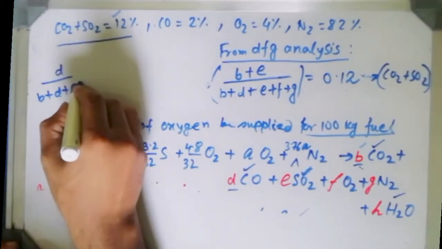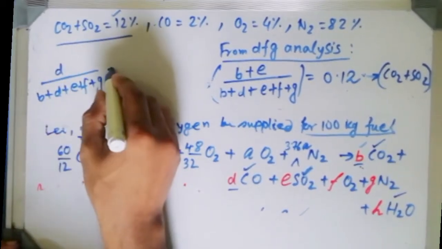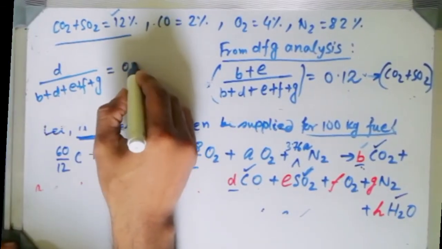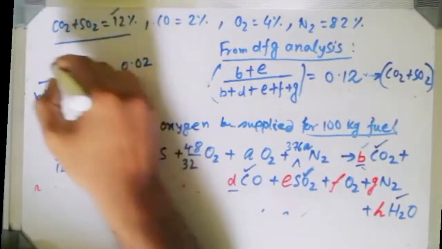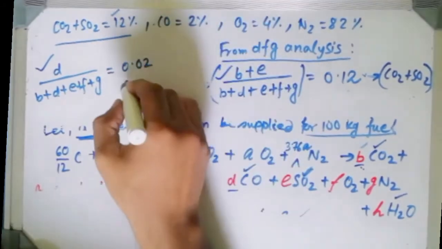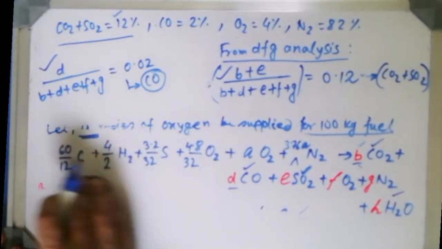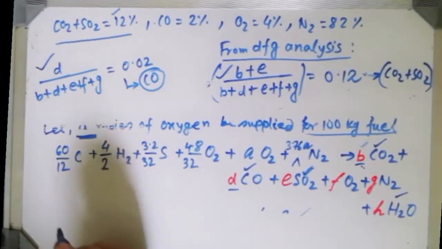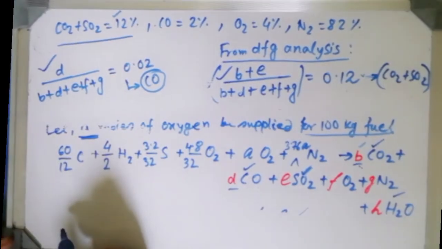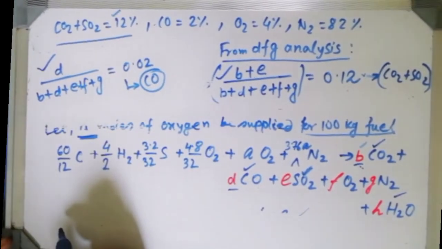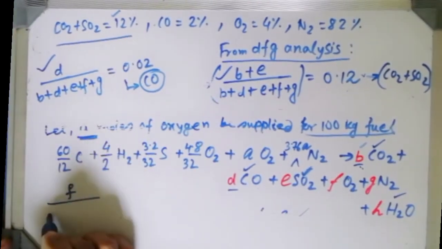This is the second expression, this is the first expression, and this expression is for CO. Understood? Same thing. Then go for the third one. 4% is given, that is oxygen. So oxygen here, that is F. So F by the total dry flue gas, B plus D plus E plus F plus G, same thing. How much? 4%, so 0.04. Third expression, and it is for oxygen.